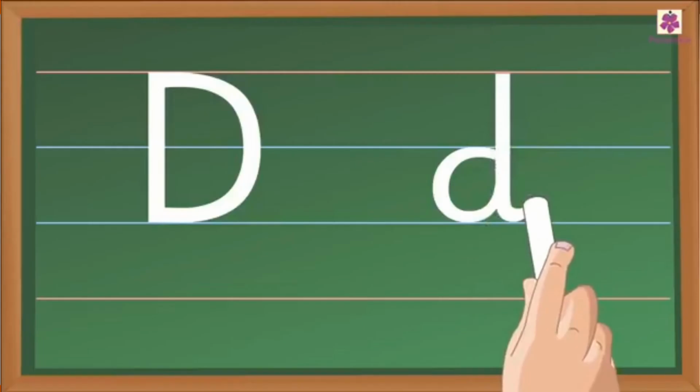Now how we will write small d? We will start from the middle and we will draw a small right curve. Look at the small right curve. First we will start from the middle. Then after this we will go to the top and draw a standing line downward with a small curve at bottom.